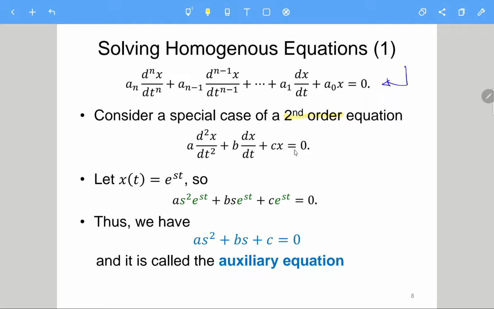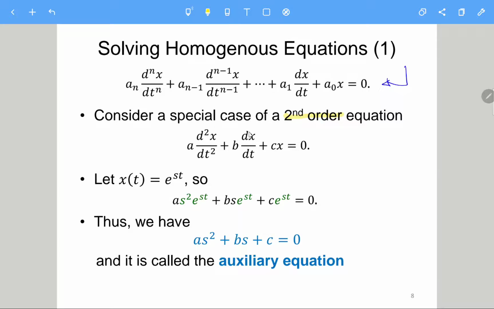And then we try to solve this one first. So we try to assume x of t is an exponential function, e to the st. You may ask why we need to make this assumption, and I would say it works. And probably you can remember it because this is actually related to the Laplace transform or the Fourier transform.